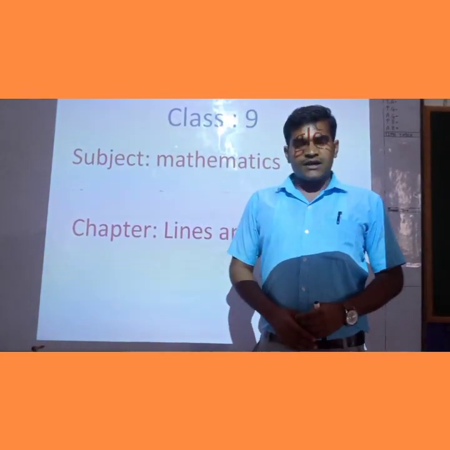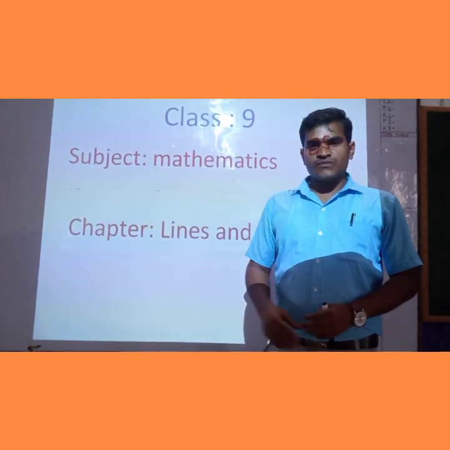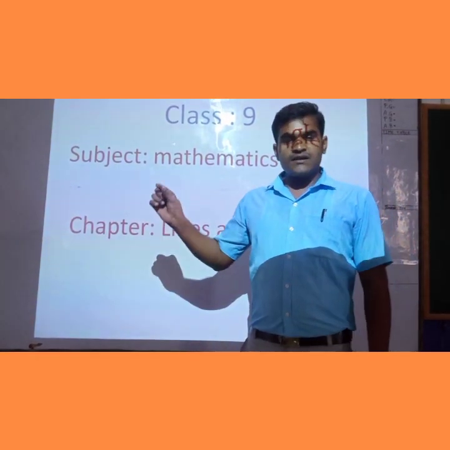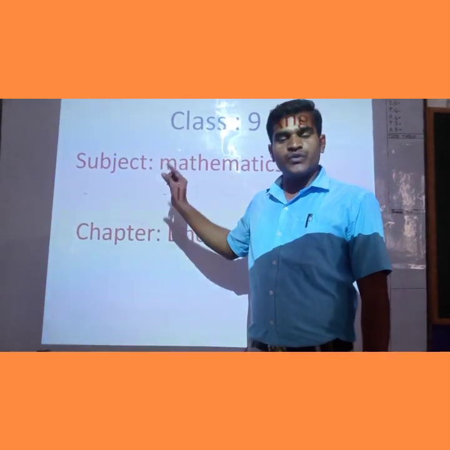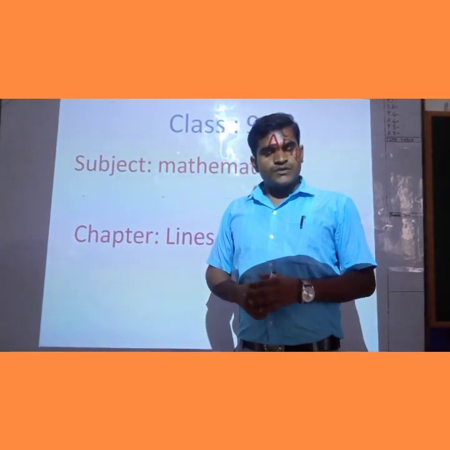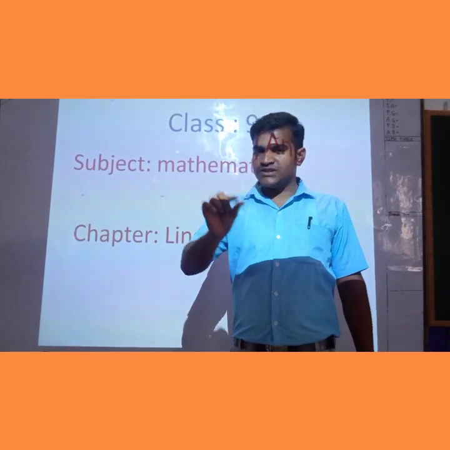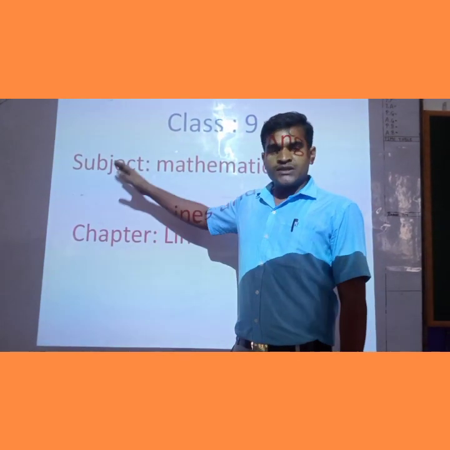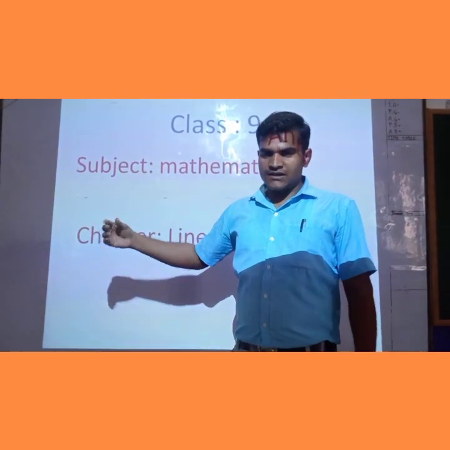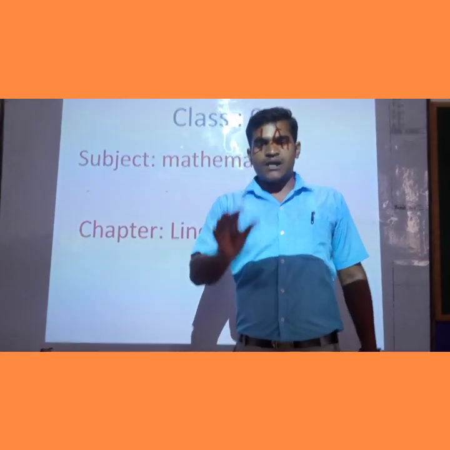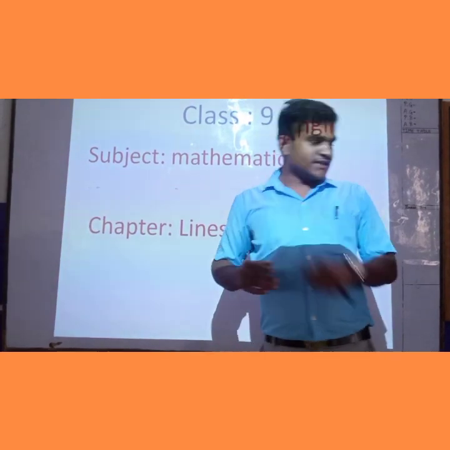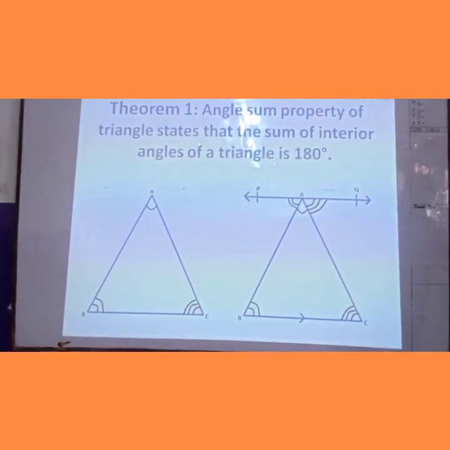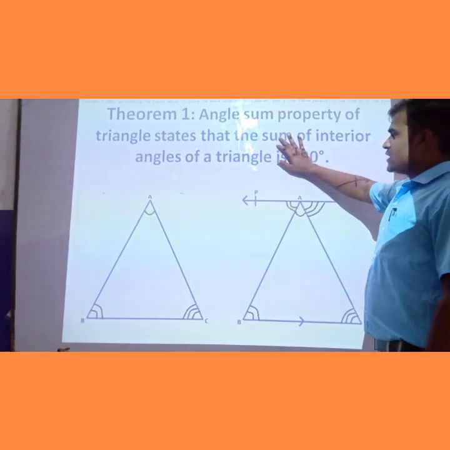In earlier classes, you have studied through activities that the sum of all angles of a triangle is 180 degrees. We can prove this statement using a theorem related to parallel lines. The theorem is: the sum of all angles of a triangle is 180 degrees. Yes, this is the theorem.